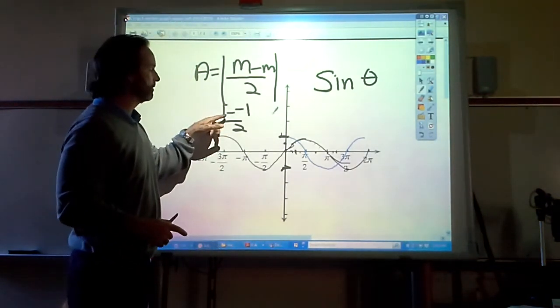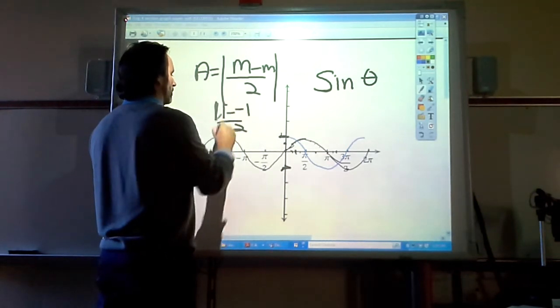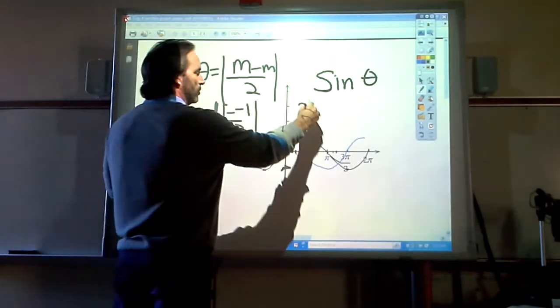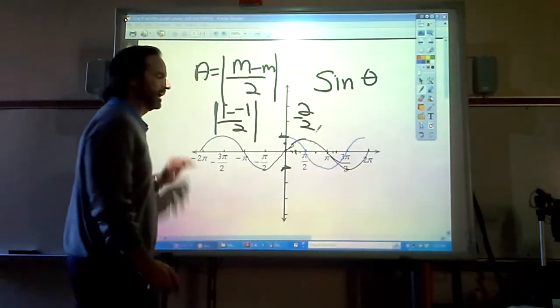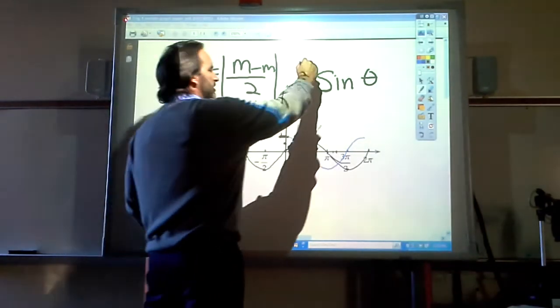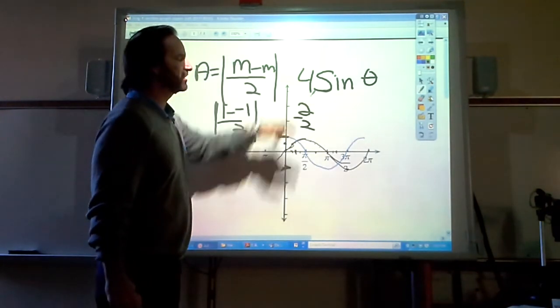So I've got 1 minus negative 1. All of the absolute value is 2 divided by 2. My amplitude is 1. It goes up 1 and down 1. Okay? But what if I times this by 4? This will change my amplitude. What if I made it 4 sine theta?